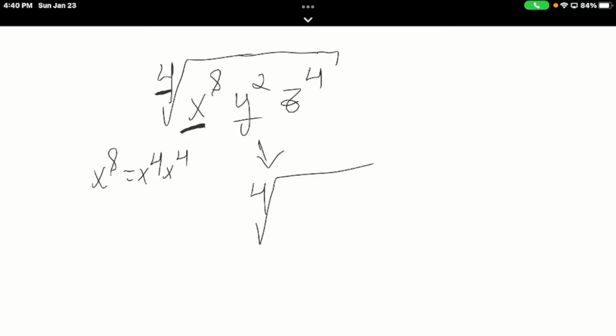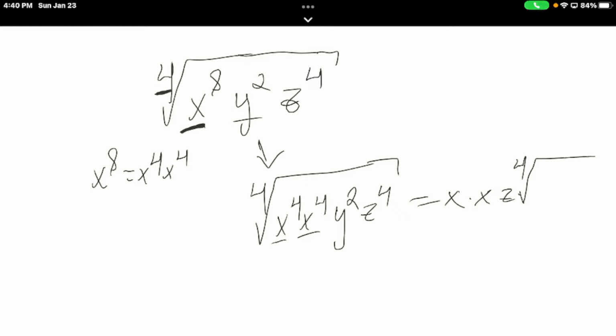The 4th root of x to the 8th is x to the 4th, x to the 4th, y squared z to the 4th. Now what I'm going to do, anything that has a 4th power, I bring it out front. I've got x to the 4th as a 4th power. I've got y squared, that's a 2. Z as a 4th power, so I'm bringing a z out too.